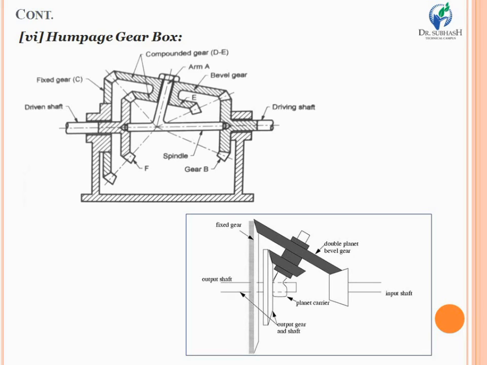Generally you can see that a number of gears are used. All the gears are mounted on the driving shaft as well as the driven shaft, the planet carrier and so on. All the gears are bevel gears. So we can say that the Humpage gearbox uses only one type of gear, and that is the bevel gear. So that was the simple explanation of the Humpage gearbox.